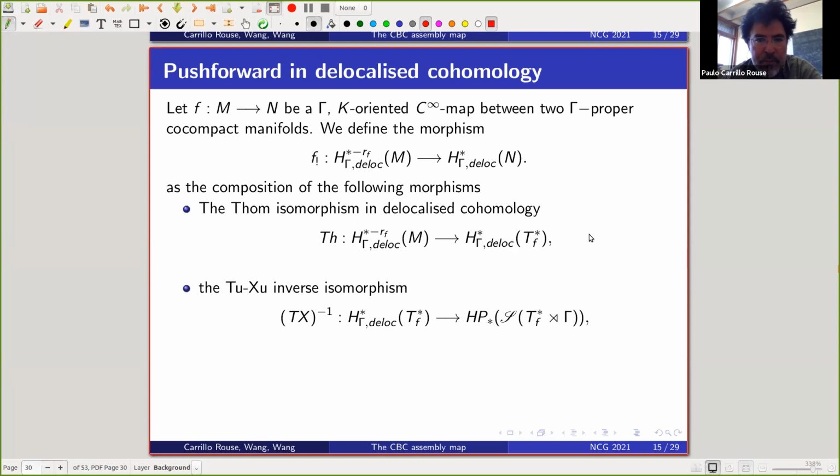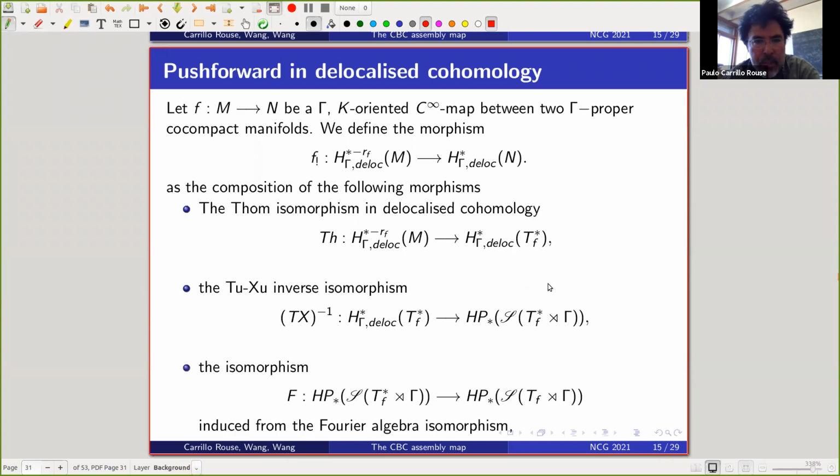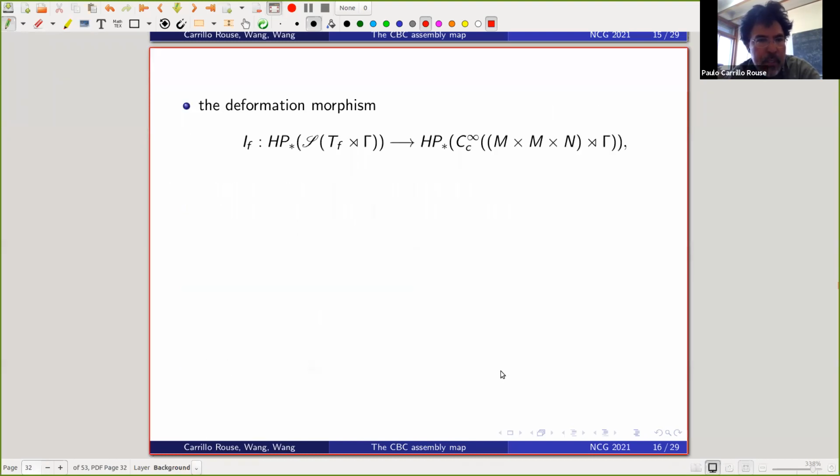Here the actions on the manifolds are proper, so it's not very complicated. Then there is this Tu-Xu isomorphism, which will translate the morphism in terms of cyclic periodic cohomology. Here is where the subtleties start. Here is some kind of Schwartz-type algebra, which I call that because later on we will need some condition of rapidly decreasing in the direction of the vector bundle fibers, not in the direction of the group. And then you can have an isomorphism induced by some Fourier algebra isomorphism, which still holds.